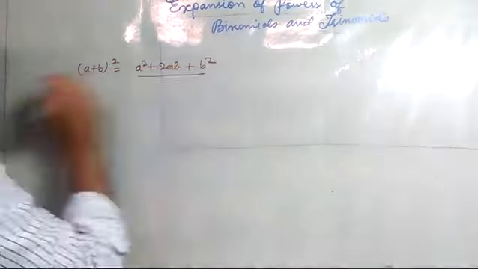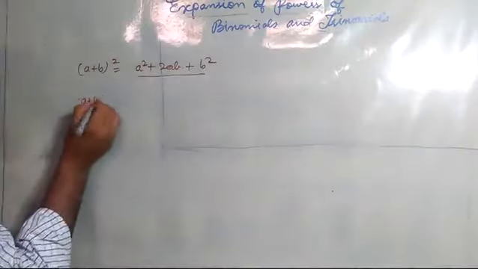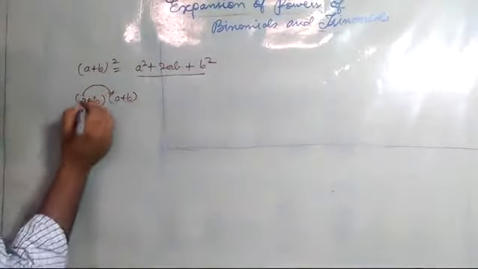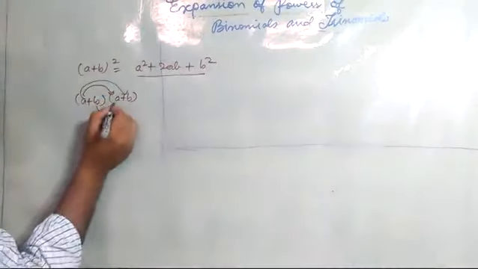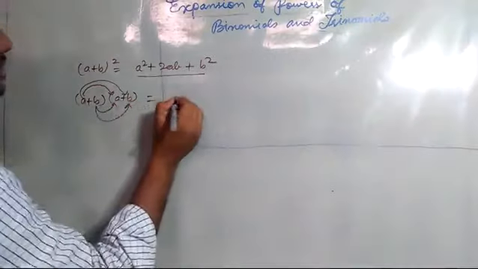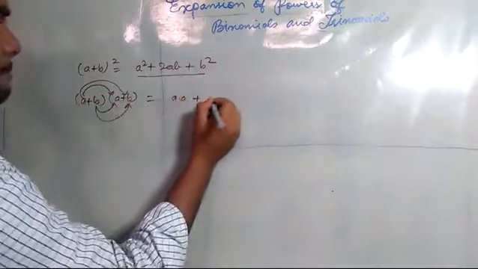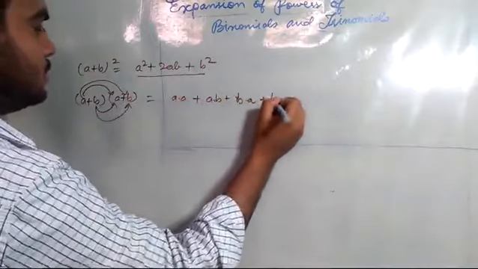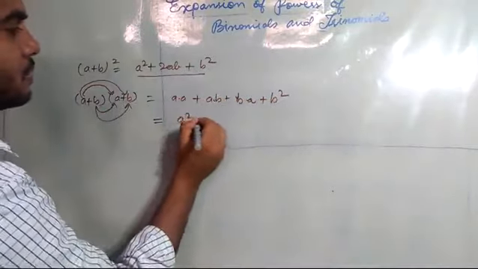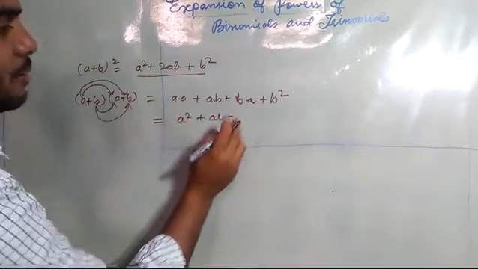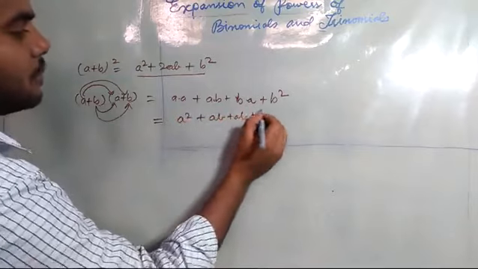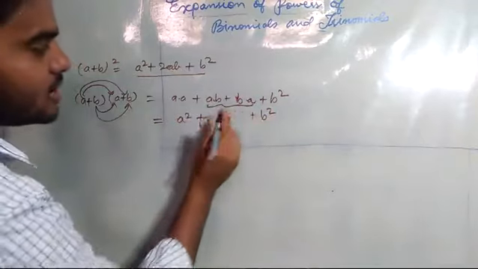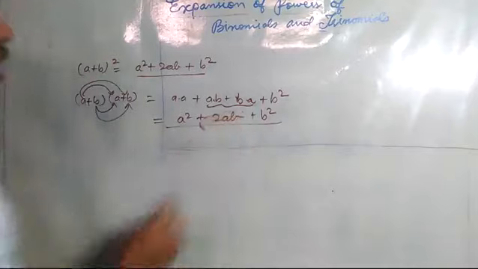Now how this formula came, if you want to study, I can write like a plus b into a plus b 2 times. Again I will multiply a plus a, this into this into this, which means it will be a square plus ab plus ab plus b square, or if you want to add directly you can write it as 2ab. I hope it is clear.